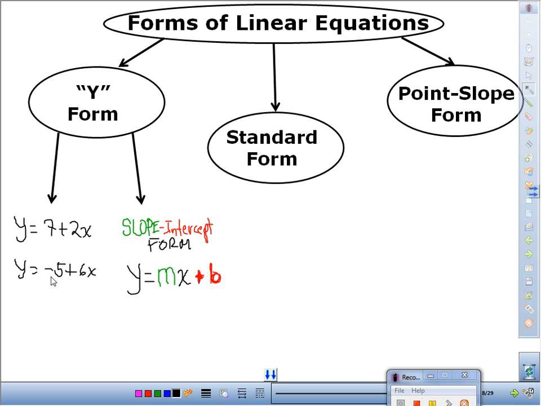So check this out. Everybody look up. If I was to rewrite this first equation in slope-intercept form, all I need to do is bring the x to the front, and send the 7 to the end of the equation in order to be in what form? Slope-intercept form. So let me write that here: y equals 2x plus 7. I just rewrote this first one in slope-intercept form.